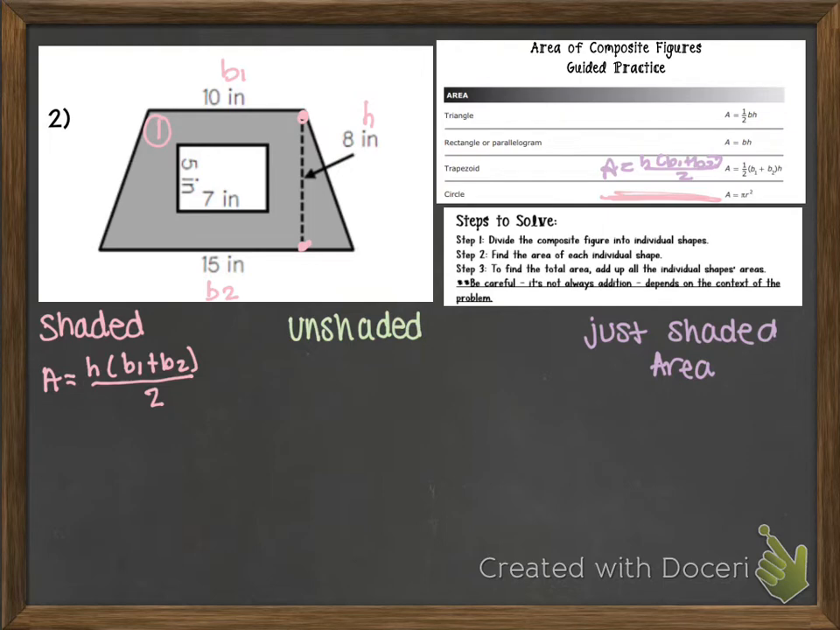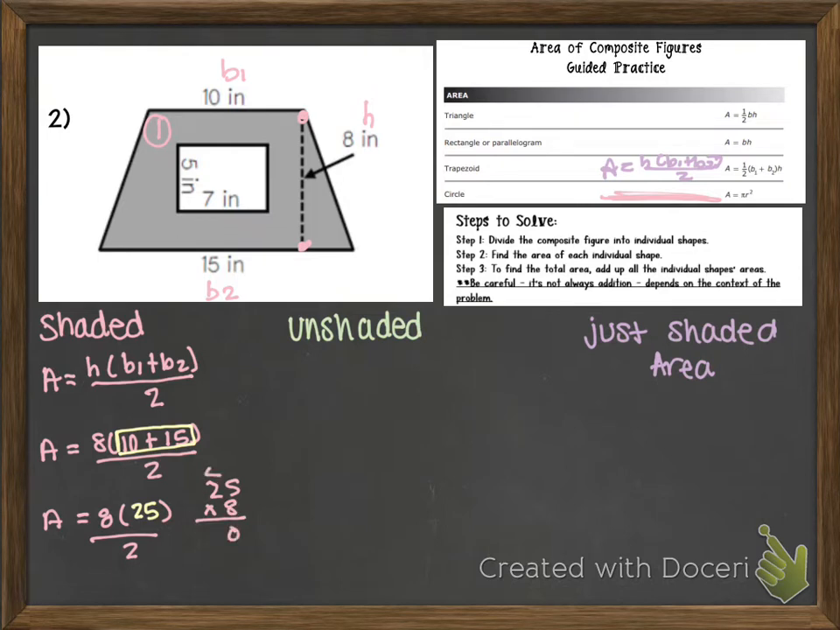Okay, so now let's plug in. Area equals the height, which is 8, times base 1, which is 10, plus base 2, which is 15, all divided by 2. Okay, so remember, order of operations tells us that we are going to add our parentheses first. So 10 plus 15 is 25. Area equals 8 times 25 divided by 2. Okay, so 25 times 8: 5 times 8 is 40. 8 times 2 is 16, plus 4 is 200. So area equals 200 divided by 2. Area equals 100 inches squared.